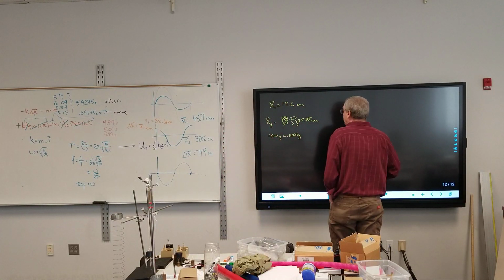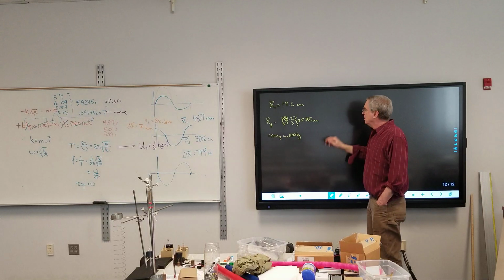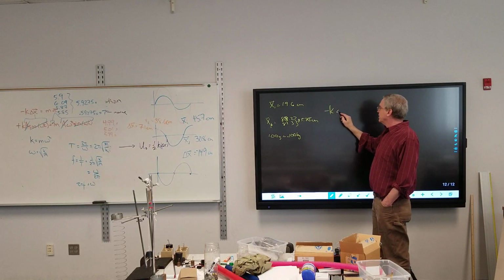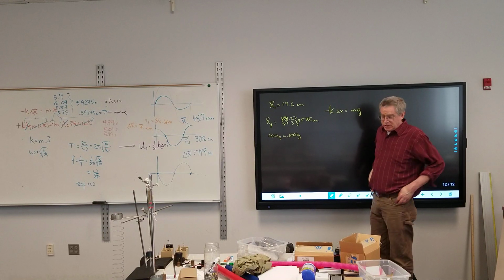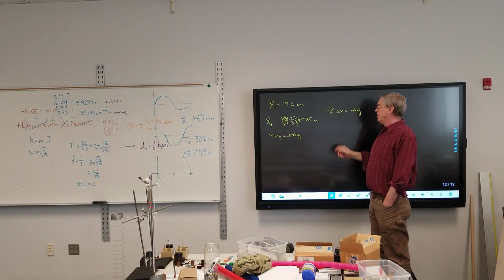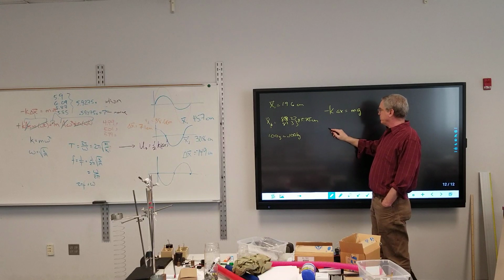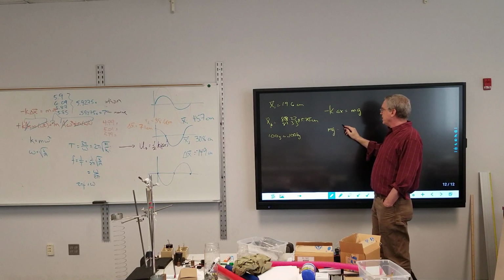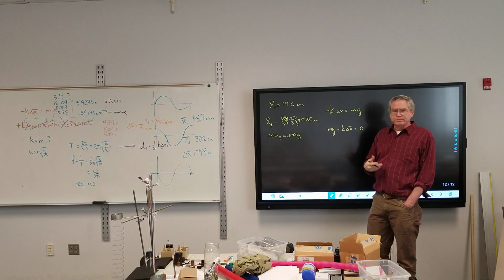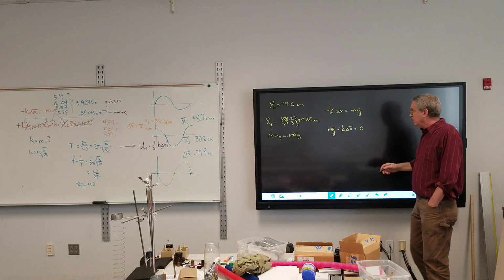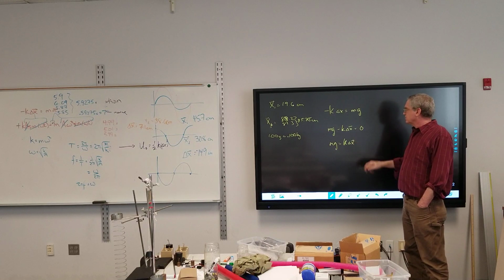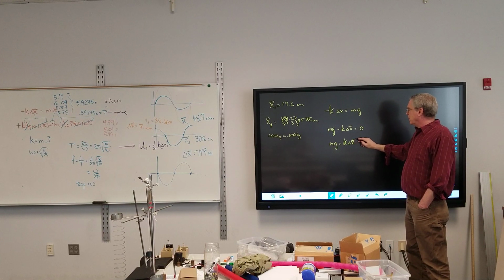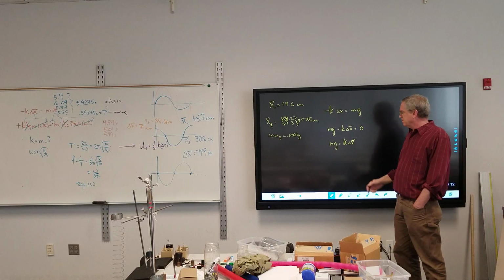Let's figure out what the spring constant is, because I know that negative k delta x is equal to mg. It's an equilibrium. Technically, what I'm doing here is I look at the forces, I set down as positive and have mg minus k delta x is equal to 0. That's really the starting point. mg equals k delta x. It's a one-dimensional problem. Delta x is plus or minus.